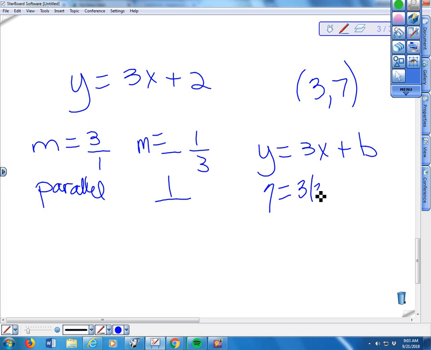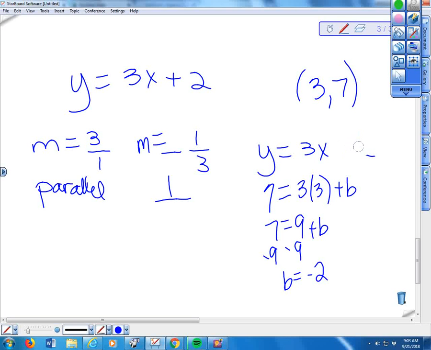3 times 3 plus b. 7 equals 9 plus b, minus 9. b is equal to negative 2. So the equation of the line that's parallel to this one that goes through the point 3, 7 is y equals 3x minus 2. Notice the original equation, all I needed from that equation was the slope. I could care less what the y-intercept is, because the y-intercept of my new line is going to be completely different. It's going to have the same slope, but it's going to go through the y-axis somewhere else. In fact, this line goes through the y-axis at negative 2.